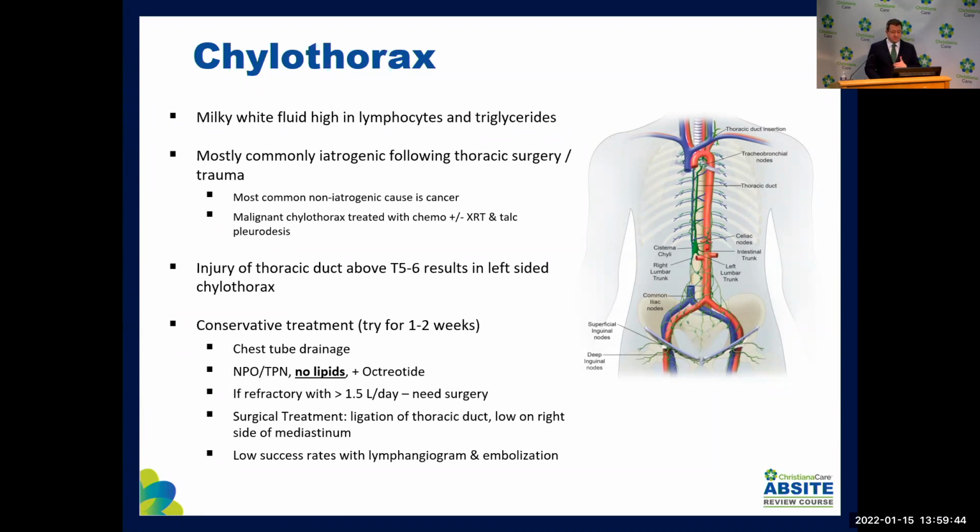Injury of the thoracic duct above T5, T6, or T4, T5 is going to result in a left-sided chylothorax, whereas if it's below that, it's most likely going to be on the right side, or intra-abdominal if you're down there as well.